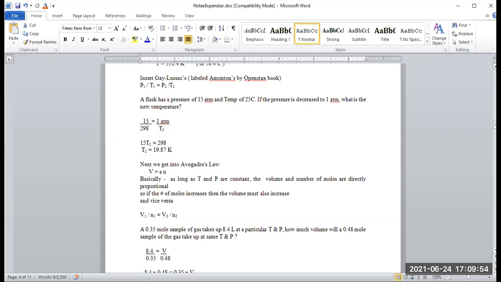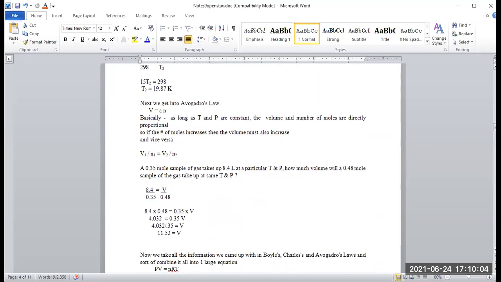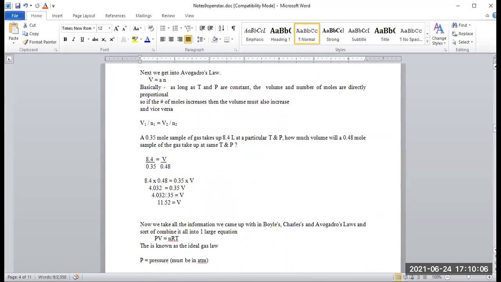And so we can determine how much space a given number of moles takes up, providing we haven't changed the temperature or pressure. I gave you 0.35 moles, which takes up 8.4 liters. You don't actually have to know the temperature and pressure. You only have to know that they are not changing. How much volume will 0.48 of the sample take up?